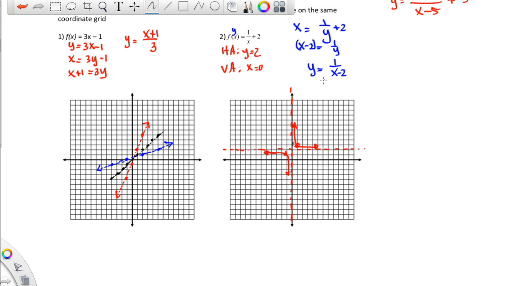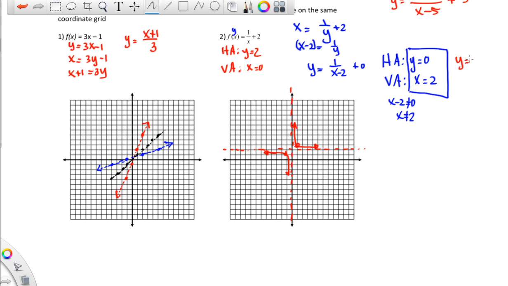Well, that is still a hyperbolic. It has a plus 0 over here, in case you're curious about the structure. So it has slightly different asymptotes. Here, the horizontal asymptote is at y equals 0. And the vertical asymptote is at x equals 2, because x minus 2 cannot equal 0, so x can't equal 2. Well, compare these values, y equals 0 and x equals 2, with y equals 2 and x equals 0. So the other one had these two, y equals 2 and x equals 0. So this is the original.